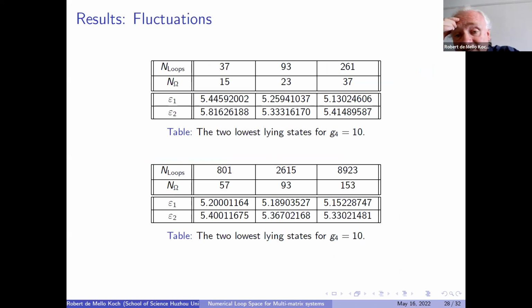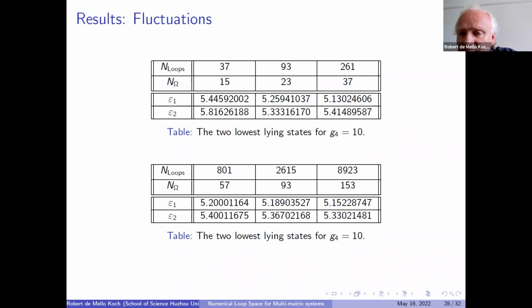For fluctuations, here we don't know the exact values, but what we did study is how these values converge as we increase n. You can see that if we take 37 loops, we've got 5.4. If we increase to 93, definitely there's a change. Increase to 261, a change. But as we keep increasing, there's clear evidence that in fact we're converging to some definite value. That was at least a good sign.